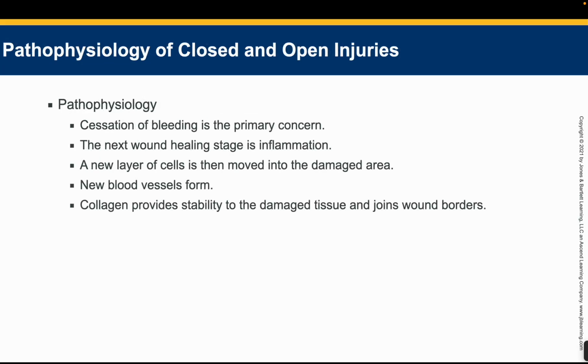This slide walks you through the basics of wound healing. First, the body works to stop the bleeding. That's the immediate priority. Next comes inflammation, which is a normal response as the body starts cleaning up damaged tissue. After that, new cells begin to move in the area and new blood vessels form to support healing. Finally, collagen is laid down, helping strengthen the tissue and close the wound. So, the big picture: the body has a process. Your job is to support it by controlling bleeding, protecting the wound, and preventing complications along the way.